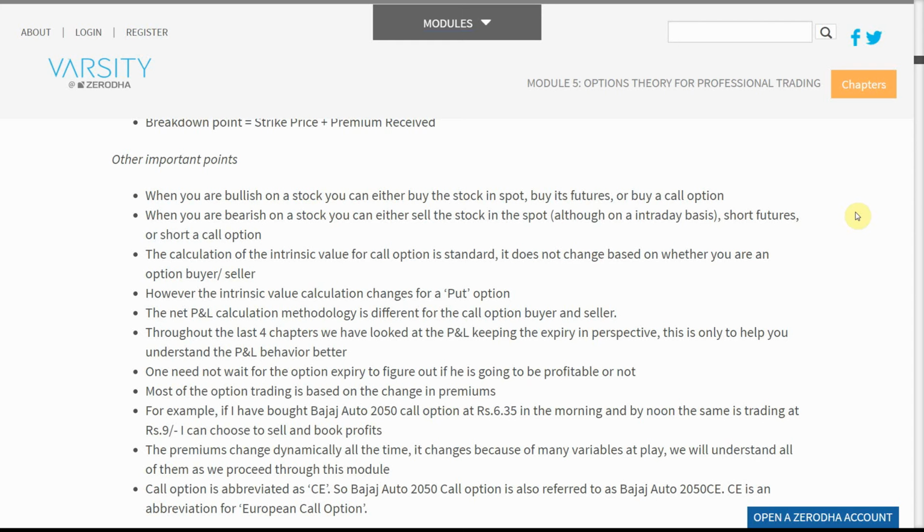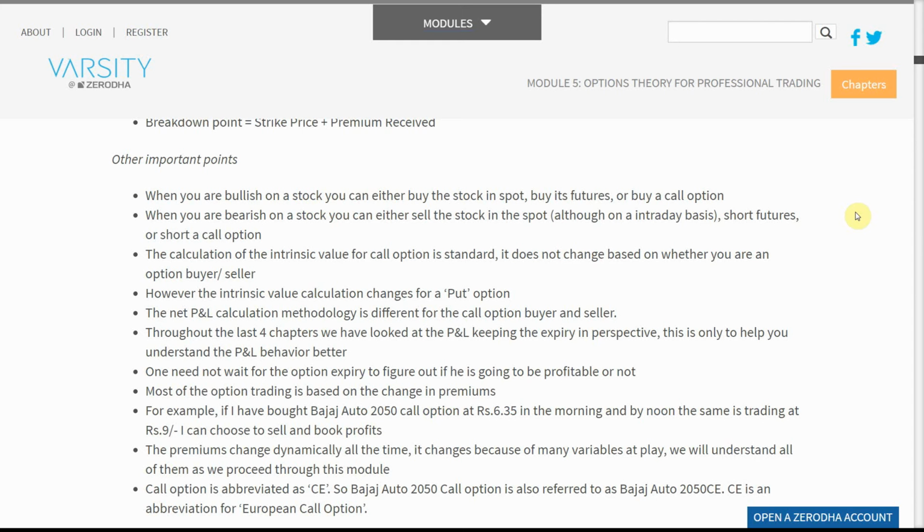Throughout the last 4 chapters, we have looked at the P&L, keeping the expiry in perspective. This is only to help you understand the P&L behavior better. One need not wait for the option expiry to figure out if he is going to be profitable or not. Most of the option trading is based on the change in premiums. For example, if I have bought a Bajaj Auto 2050 call option at 6 rupees and 35 paise in the morning, and by noon the same is trading at 9 rupees, I can choose to sell and book profits.